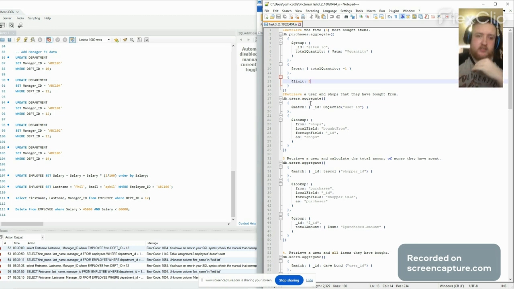Next one is retrieve a user and the shops they bought from. So you match whatever the user ID is, and then it will look up shops. Because it works off a document system, MongoDB, it'll have different collections for shops, and then what's bought from this, and this. So it's basically saying look here, here, and here. Look from shops, where it was bought from, whatever IDs are as shops, and when you put it in, it will bring that up for you.